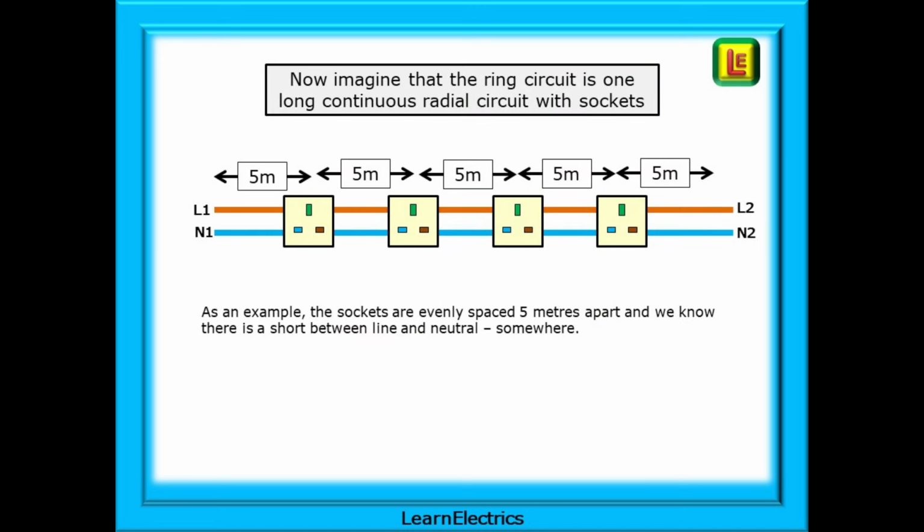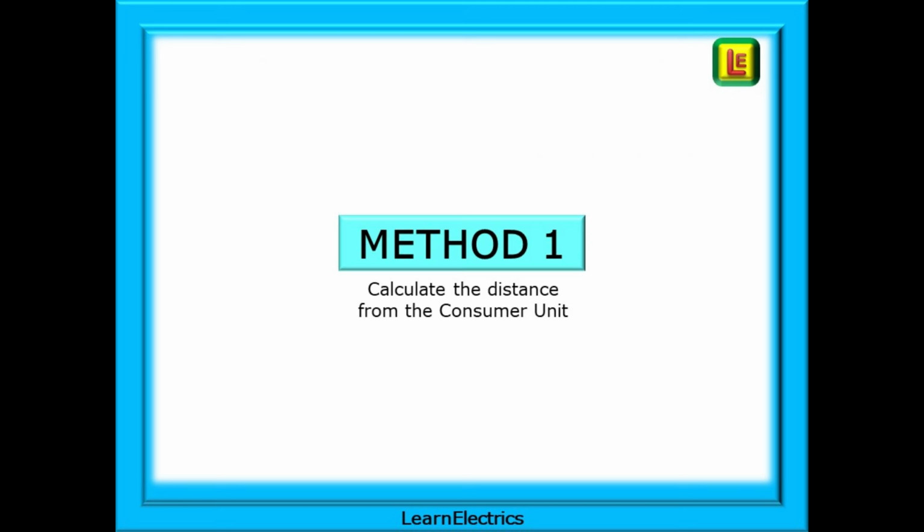It helps to imagine that the ring circuit is now one long continuous radial circuit with sockets. We are going to test just between L1 and N1, or just between L2 and N2, whichever is more appropriate. In this example, the sockets are evenly spaced 5 meters apart, and we know that there is a short between line and neutral somewhere. Let's find it. We will look at two methods of finding the fault, and this is method number 1, where we will calculate the distance from the consumer unit to the point of the short.